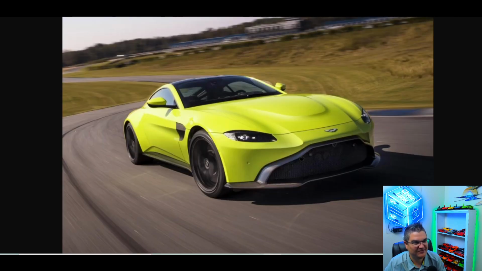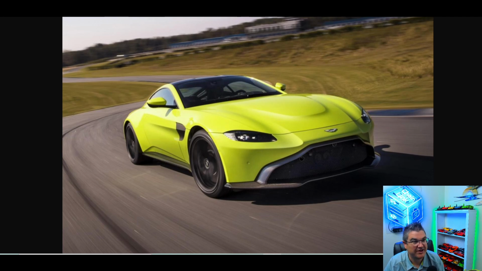All right, car of the day. Aston Martin Vantage. New one. 2021 Aston Martin Vantage. Pretty slick. Probably the best looking car for the money. They're still over 100,000, but they're right at it. I think it's pretty cool for 100K.